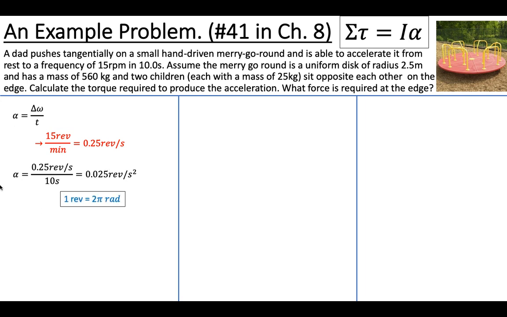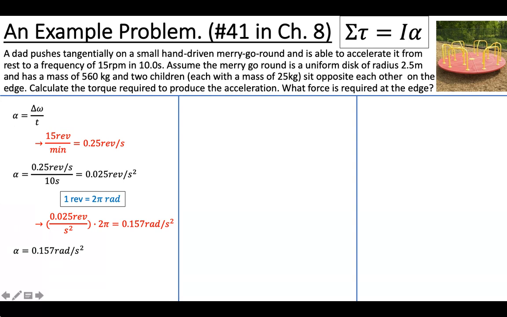So what do we got to do to change that? We got to remember that 1 revolution is 2 pi radians. 1 time around, that's 2 pi. Just like in circumference, 2 pi r. 2 pi is 1 time around the circle. So we take 0.25 revolutions. Each revolution is 2 pi, so we multiply, and we get 0.157 radians per second squared. And that's what we got. So now we have our alpha. Alpha is 0.157 radians per second squared.